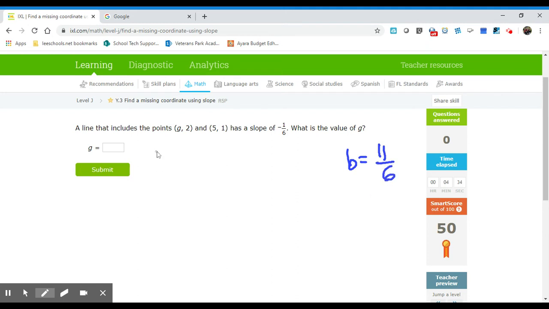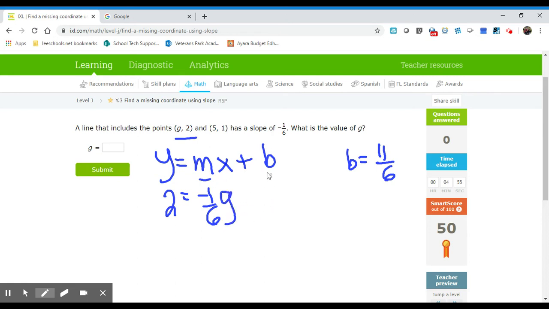And now we need to use our equation of line, right? y equals mx plus b. We need to use this point. Do we know our y? Yes, y is equal to 2, so we can plug that in. Do we know our slope? Yes, it's negative 1/6. Do we know our x? No, it's going to be g. Do we know our b? Yes, it's going to be 11/6.